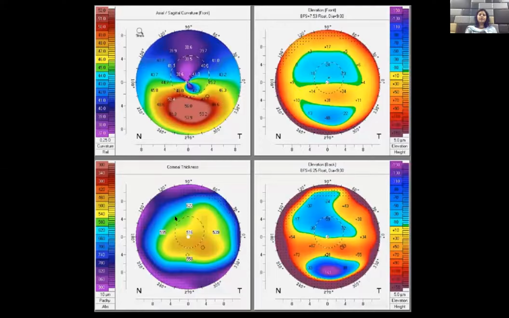So when you get the report in front of you, you get something which is known as the quad map. This quad map has the curvature, the front elevation, the back elevation, and the corneal thickness. Now, this is classically something which will come to you in your OPD. This kind of map is something that the patient will bring to you in the OPD, or if you have a topography, you will get this kind of printout.